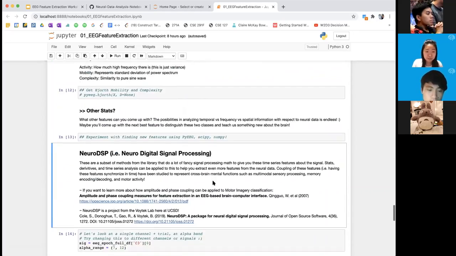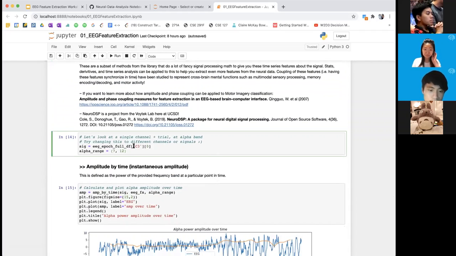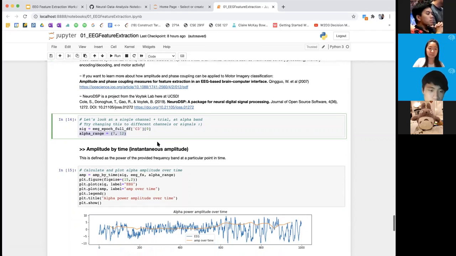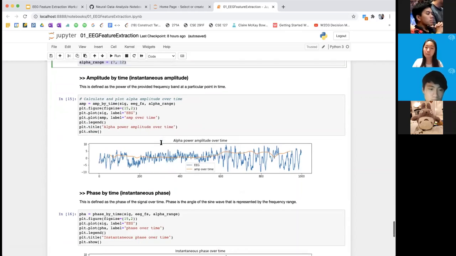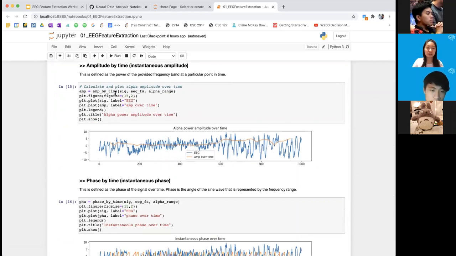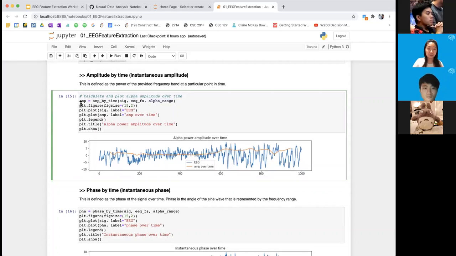But if we want to go through the amplitude by time, let's keep the sample and only look at a single signal. So we're only going to look at the first trial and at the C3 electrode. We also have the alpha range, which is defined as 7 to 12 hertz. To get the amplitude by time, it's pretty simple. If you import amp by time, all you do is pass in sig, EEG-FS, and the alpha range that we just created, and that will give us the amplitude by time. And you can plot that.